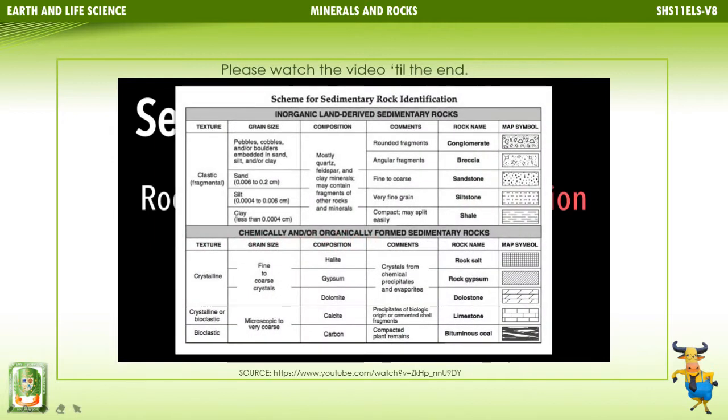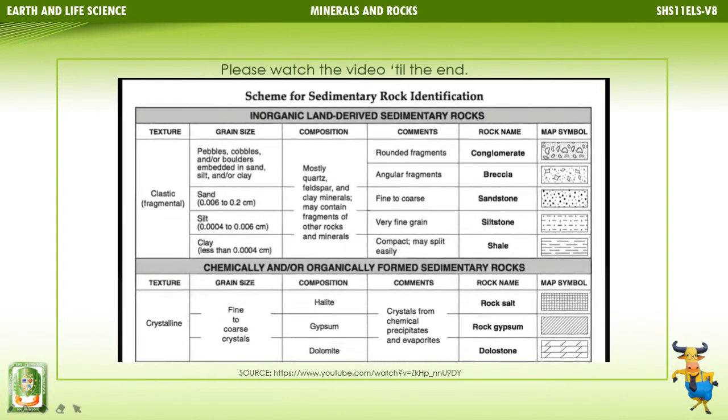So let's take a look at our New York State reference table on sedimentary rocks. Notice it's broken into a top and bottom portion. Let's begin with the top here.